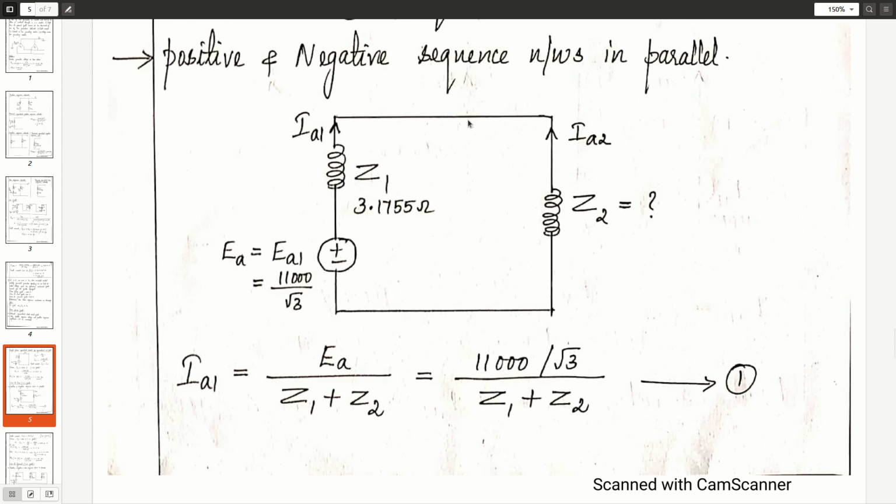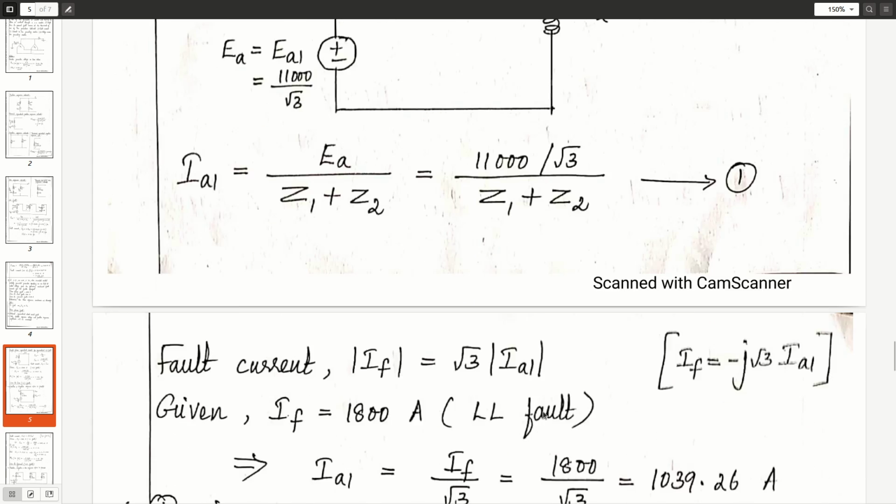In LL fault, we have positive sequence network and negative sequence network in parallel. So this is the positive sequence network. EA is 11 kV by root 3, Z1 from the previous step we have calculated as 3.1755 ohm. Z2 is unknown. So from this LL fault combined network, we write IA1 is equal to EA by Z1 plus Z2. Let us consider that as equation 1.